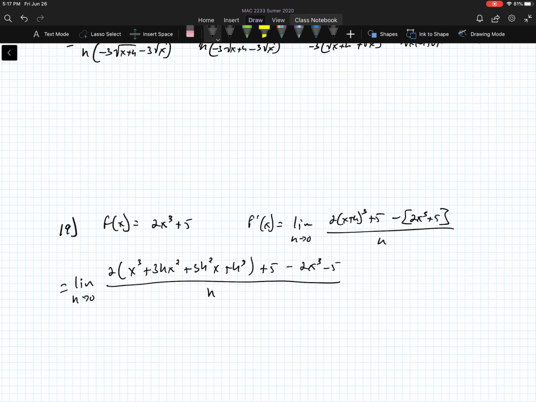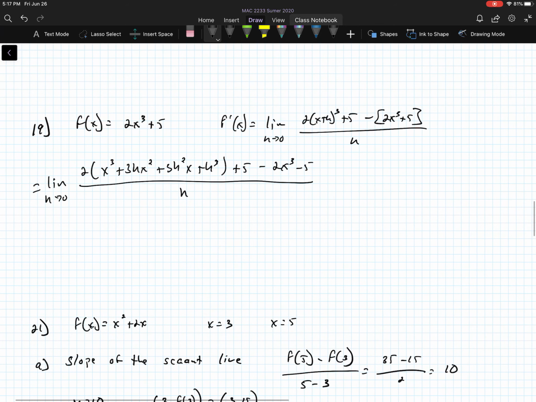And so now we can distribute the 2. So it's going to be 2x to the third plus 6hx squared plus 6h squared x plus 2h to the third plus 5 minus 2x to the third minus 5, all over h.